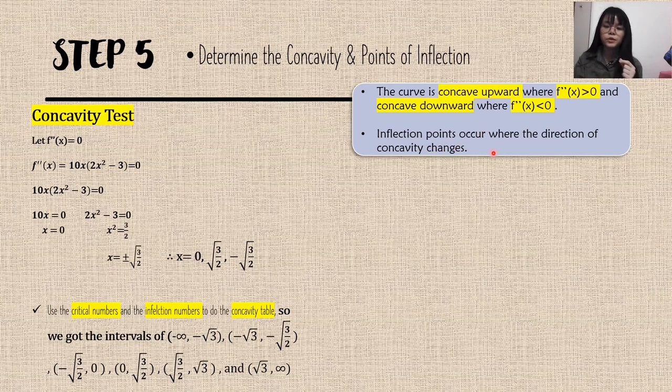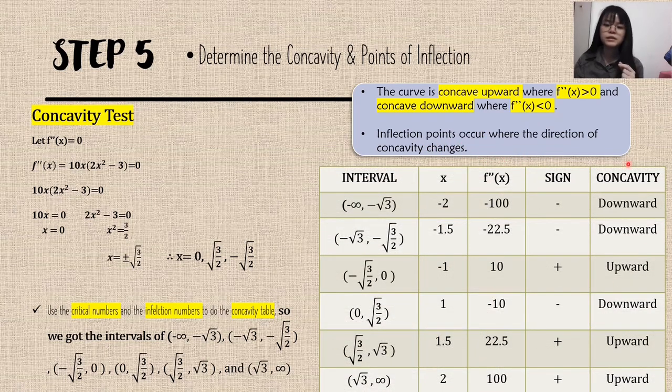And then the inflection points occur where the direction of concavity changes. This is the table for the concavity test. We write down all the intervals, and then we choose randomly a number from each interval and substitute into the second derivative. If the answer from the second derivative is negative, it means it is concave downward. If the answer is positive, it means it is concave upward.